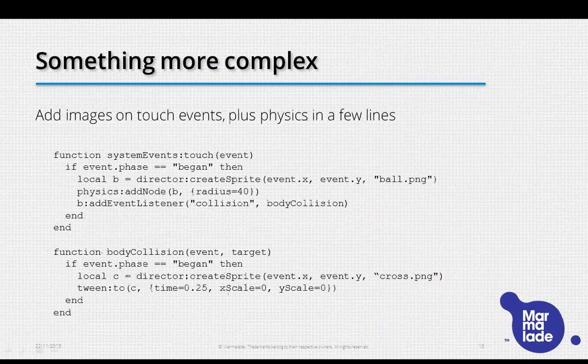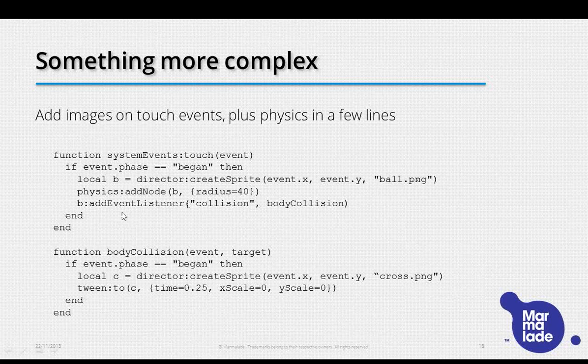Something a little more complex, just showing you physics with a couple of lines of code. So I've got another touch event here at the top. The phases are just parts of the touch, so began happens when a touch event starts, and there's an ended one when you lift your finger off. And this just basically says when any touch event happens at the start, then get the director to create a sprite at the position where you touch, and to use this image, ball.png.